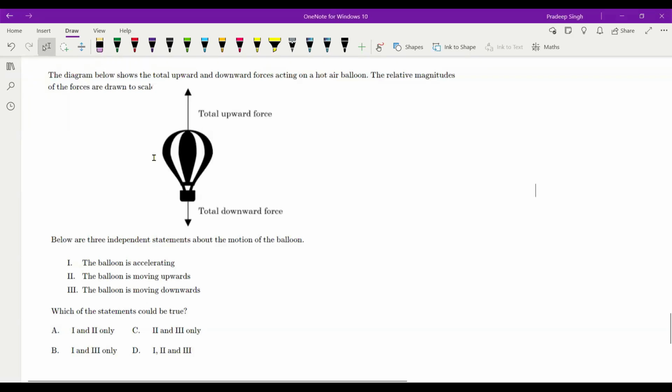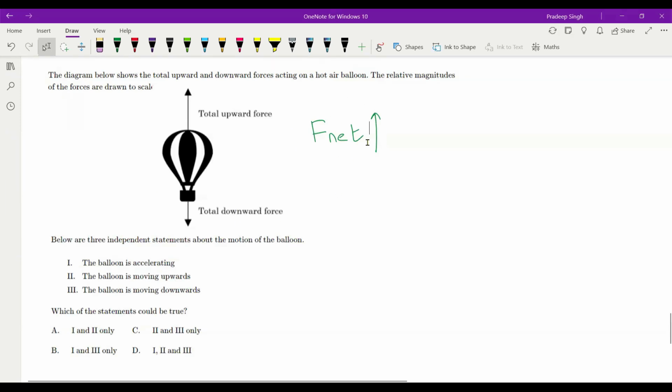We have been given the free body diagram of a hot air balloon in which you can see the total forces acting on this balloon. So we have an upward force and a downward force. Since the magnitudes of the forces are drawn to scale, we can easily say that the total upward force is greater than the total downward force, which means we can say that the net force acting on the air balloon is upwards because the upward force is stronger than the downward force.